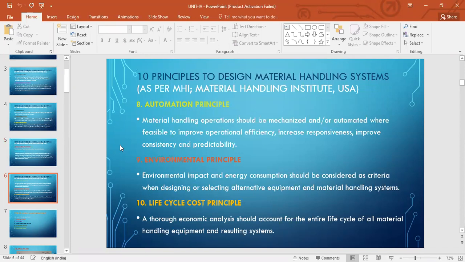And then automation principle: material handling operation should be mechanized and or automated where feasible to improve operational efficiency, increase responsiveness, improve consistency and predictability. You see, automation principle, that is what basically we are trying to do throughout, isn't it? So wherever possible, it should be mechanized, and wherever it is not feasible, then you can make it manual, so that we can have this efficiency, right? Wherever we want, we can increase the efficiency and responsiveness of the system, and consistency and predictability.